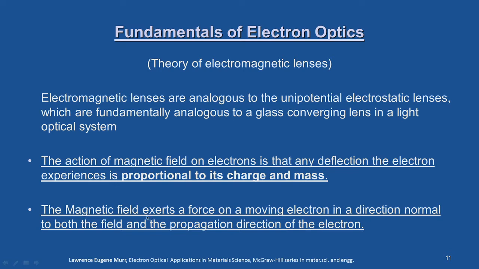The magnetic field exerts a force on a moving electron in a direction normal to both the field and the propagation direction of the electron. So, what you have to understand here is the magnetic field is going to produce an additional force in a direction normal to both the propagation and field direction of the electron. So, it is perpendicular to both.